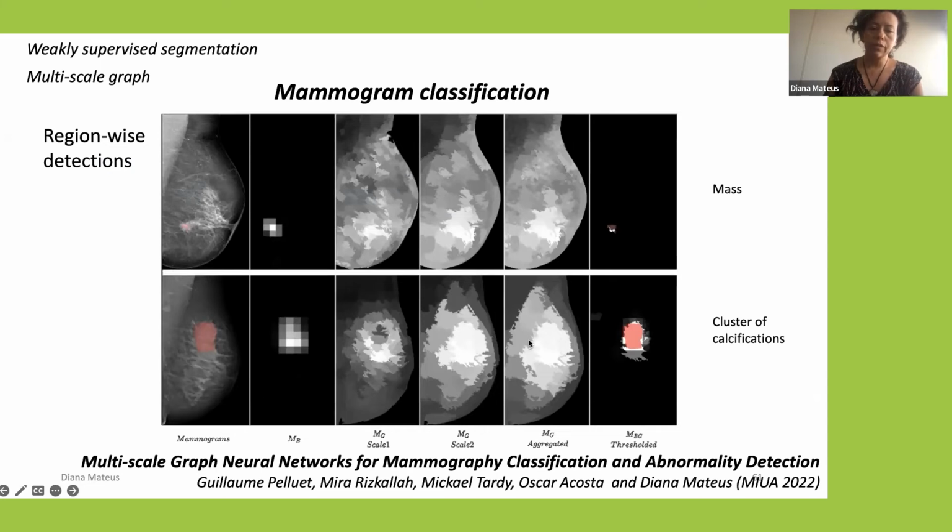Okay, and these are some qualitative results. Here we have what you would get as a class activation map with the simplest method, which you see is very pixel-based. This is still a good detection, but it does not really relate to the anatomy. And then you can see the predictions for one scale and for the second scale. We also play a little with how to aggregate the results for different predictions. I think there's still interesting work to do at this level to come up at the end with some segmentation, for instance, of a cluster of calcifications or of a mass.